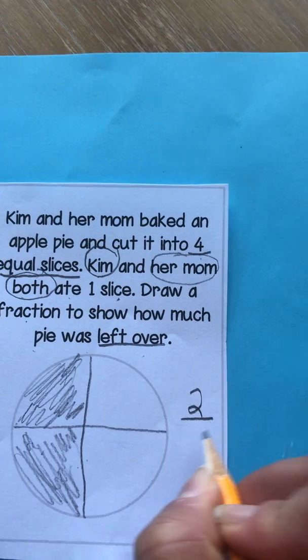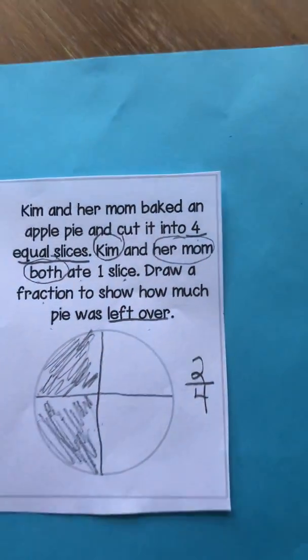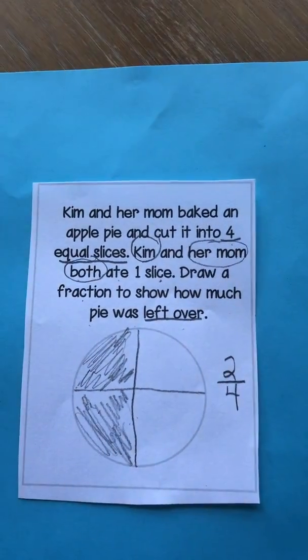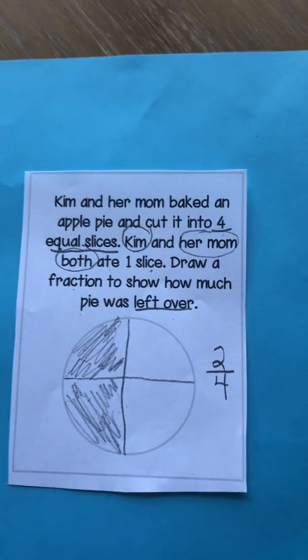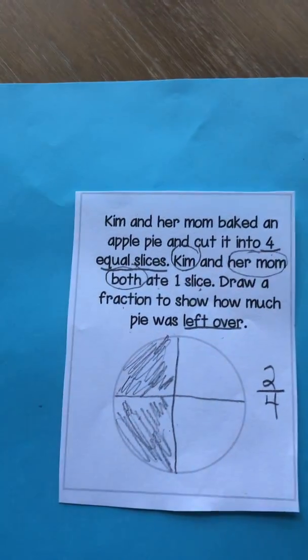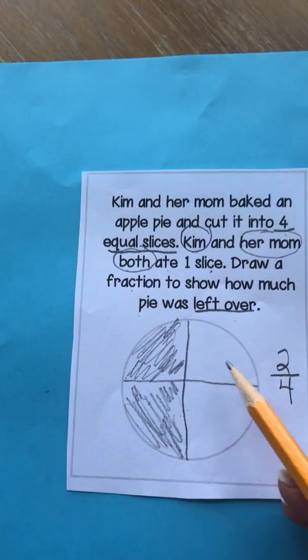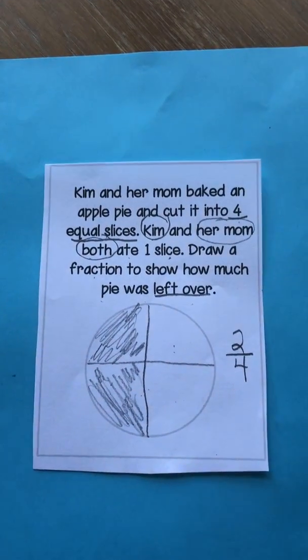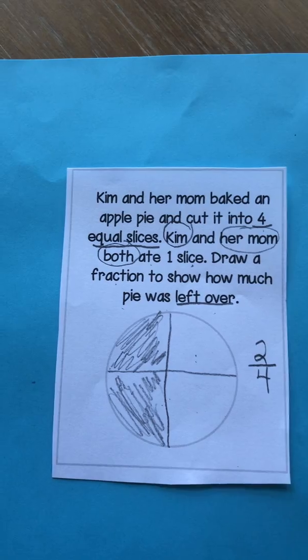2/4 of that pie is left over for maybe 2 more people to eat, or maybe Kim and her mom could both eat another slice, and then the pie would be gone. But 2/4 is how much is left over, because that's the parts of this model that have not been shaded. Awesome job. All right, ladies and gentlemen, let's do one more, okay?